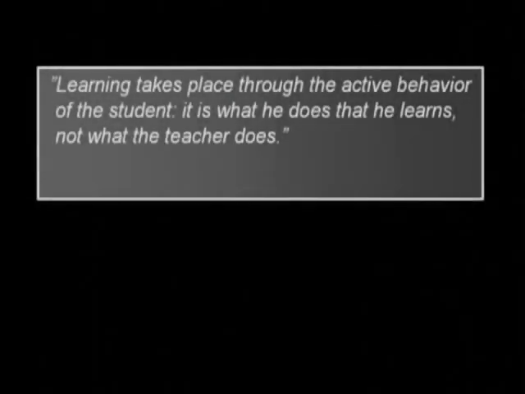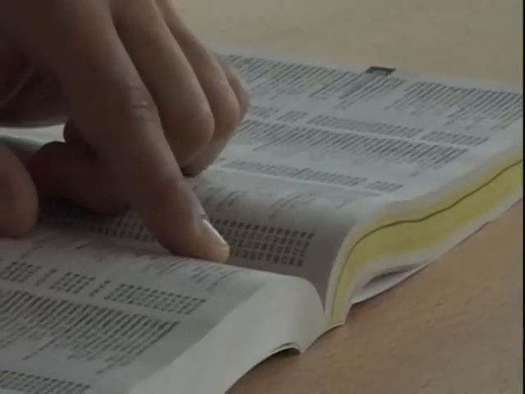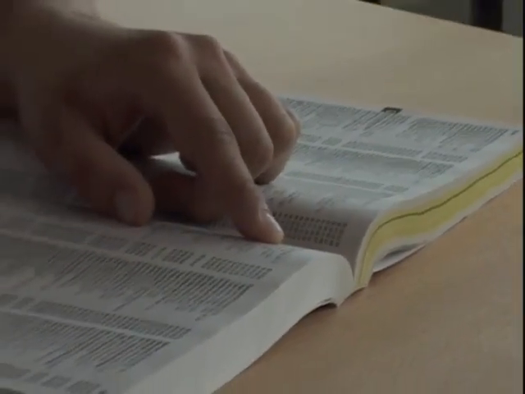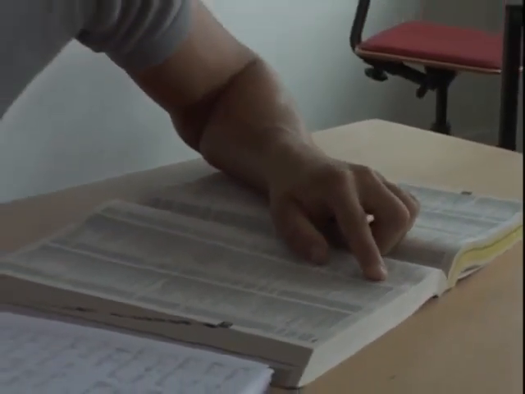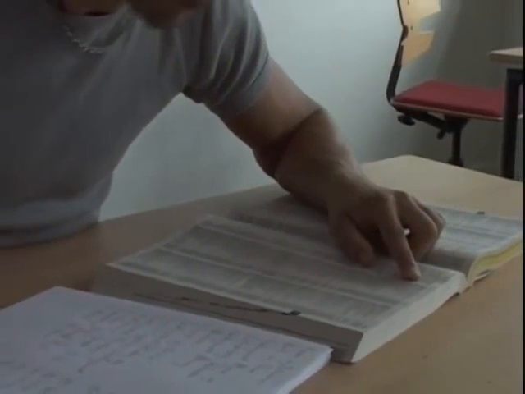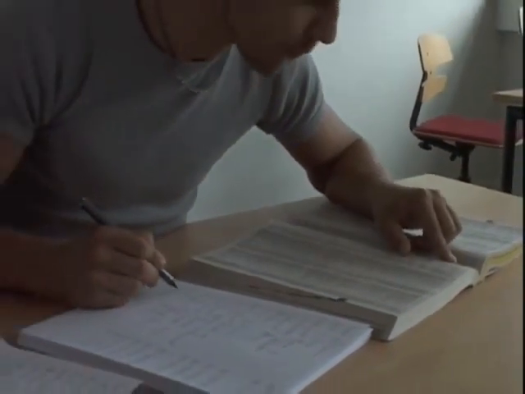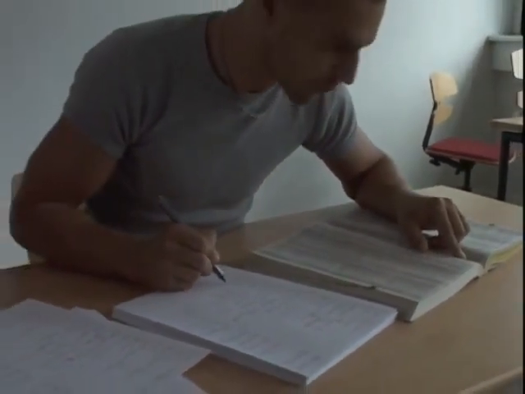Learning takes place through the active behavior of the student. It is what he does that he learns, not what the teacher does. However, activation itself is not enough. We also need a theory of understanding to take into consideration how students are activated. Professor John Biggs has such a theory.